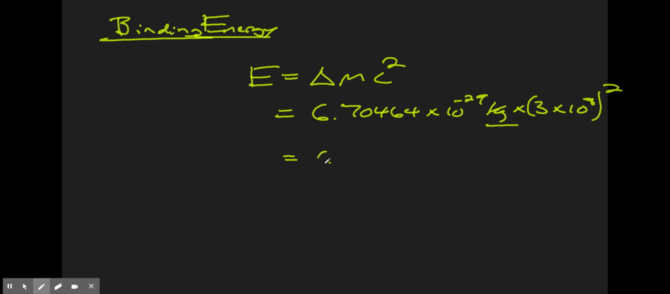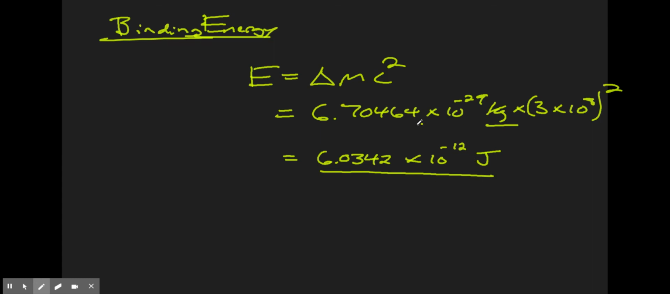And we get 6.0341. We'll go with our 5 significant digits again. I guess that makes this a 2. So 6.0342 times 10 to the power of minus 12 joules is the binding energy.